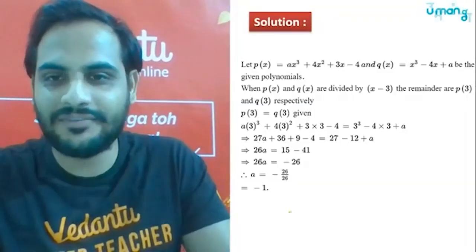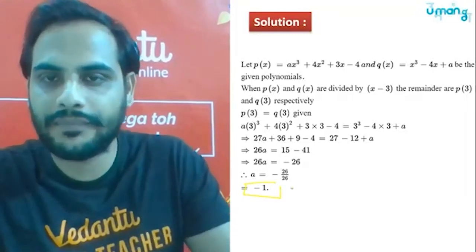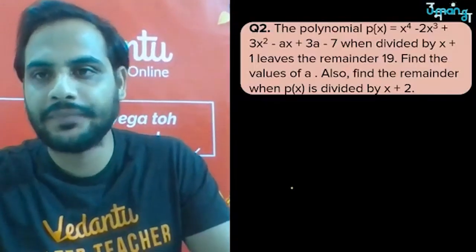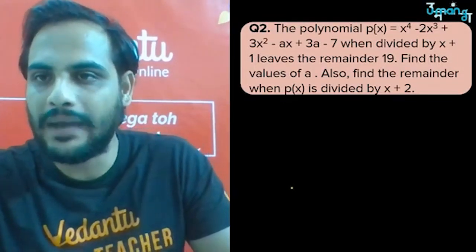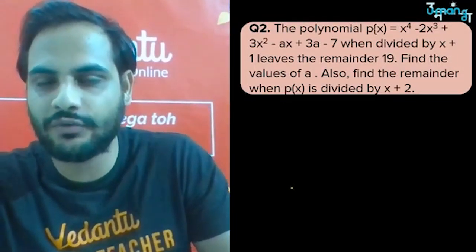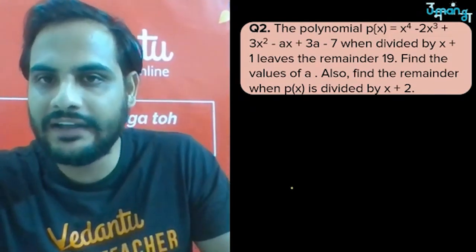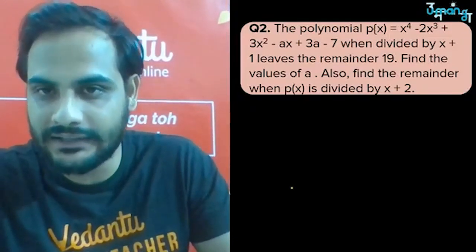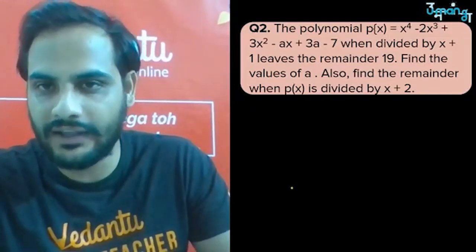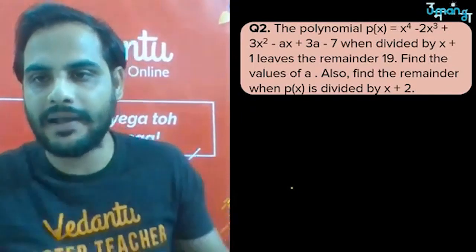Okay, let's move to the next question. So as you can see, a is equal to minus 1. The next question we have is this. The polynomial p(x) is equal to x raised to the power of 4 minus 2x cube plus 3x square minus ax plus 3a minus 7 when divided by x plus 1 leaves the remainder 19. Find the value of a. Also find the remainder when this p(x) is divided by x plus 2.